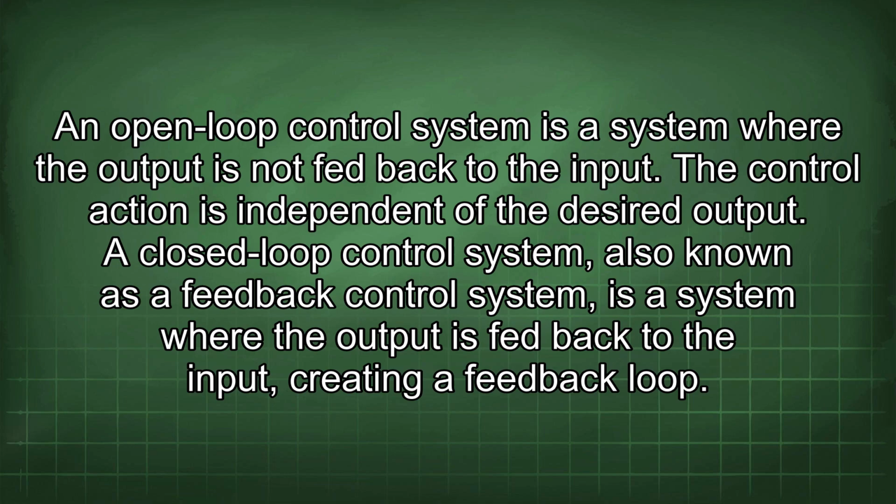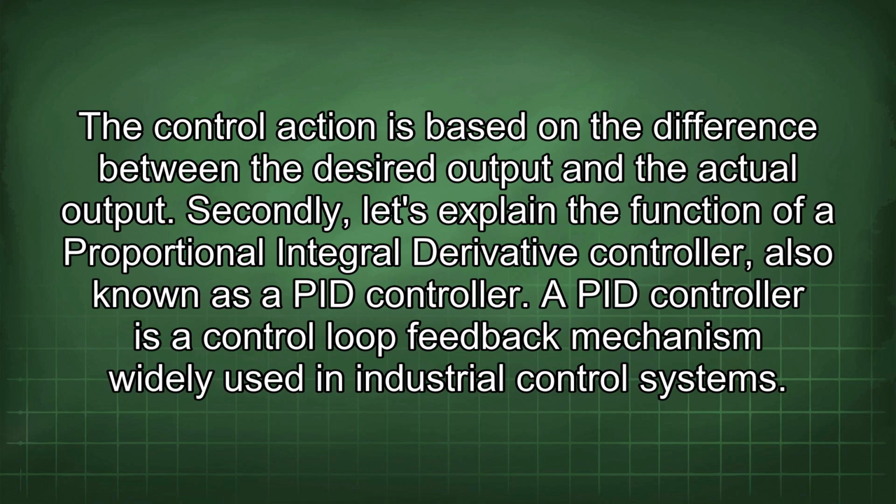A closed-loop control system, also known as a feedback control system, is a system where the output is fed back to the input, creating a feedback loop. The control action is based on the difference between the desired output and the actual output.